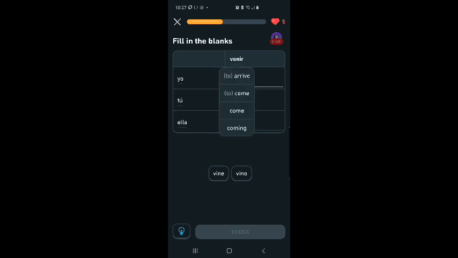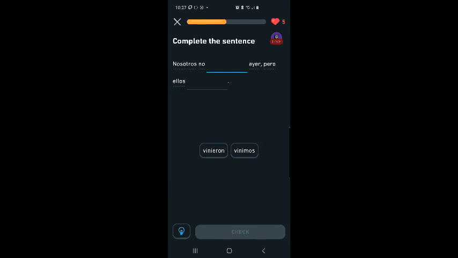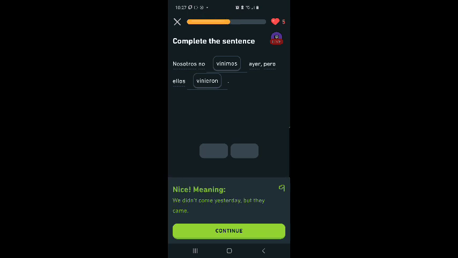Venir. To arrive. Yo vine. Tú viniste. Ella vino. Nosotros no vinimos ayer. Pero ellos vinieron. No, we didn't come yesterday, but they came. Vinieron. So it came as vinieron? Vinimos. Came, arrived, I think, is how I would translate it.